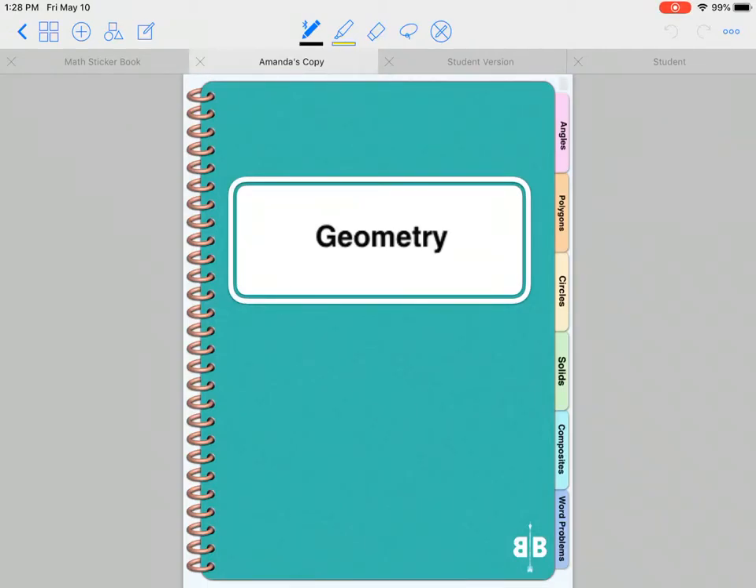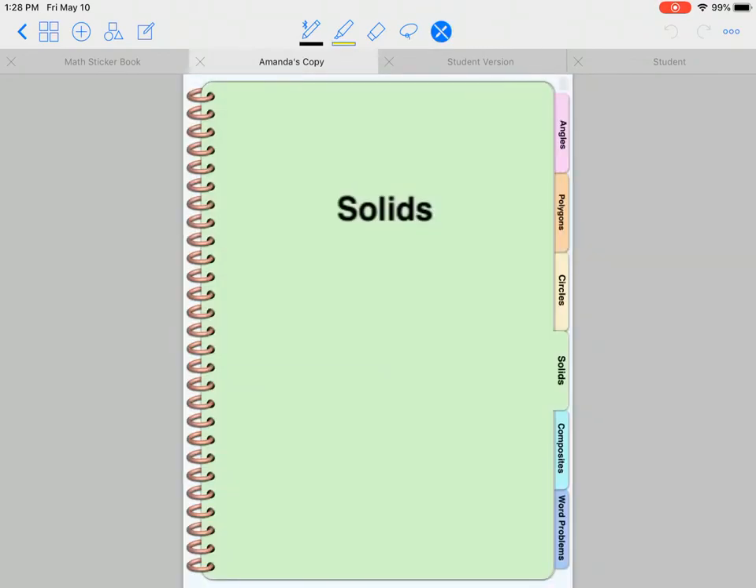Welcome back to the next module. We are looking at solids this time. So if you go to the fourth tab, you will see solids. And solids are three-dimensional shapes.